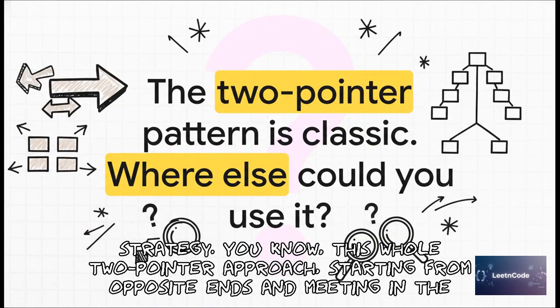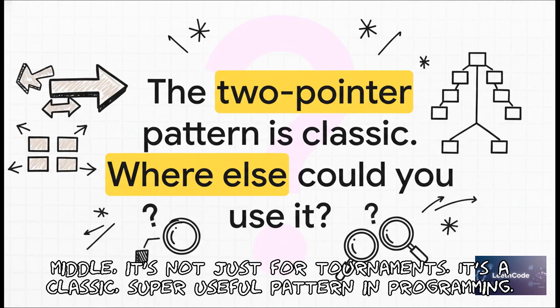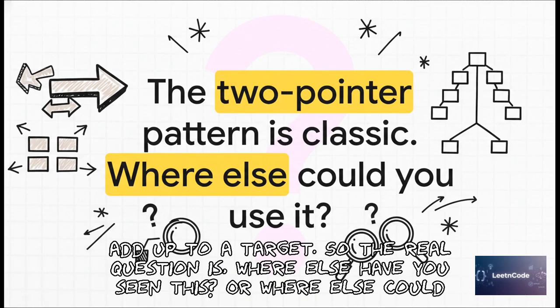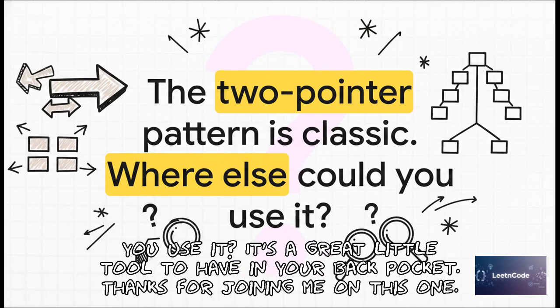This whole two-pointer approach, starting from opposite ends and meeting in the middle, it's not just for tournaments. It's a classic, super useful pattern in programming. You could use it to see if a word is a palindrome, or to find pairs of numbers in a sorted list that add up to a target. So the real question is, where else have you seen this? Or where else could you use it? It's a great little tool to have in your back pocket.